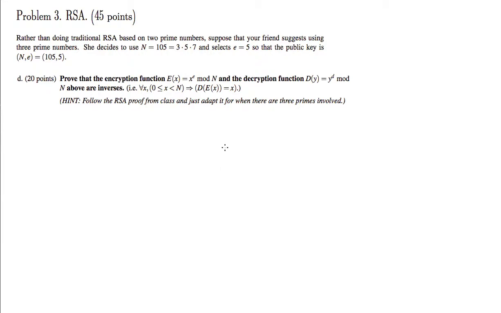Last part of midterm, problem 3, part D. We want to prove that encryption and decryption functions are inverses. So we want to prove that d of e of x, for any message x, is equal to x, or equivalently we want to prove that x to the power ed is equal to x mod n.